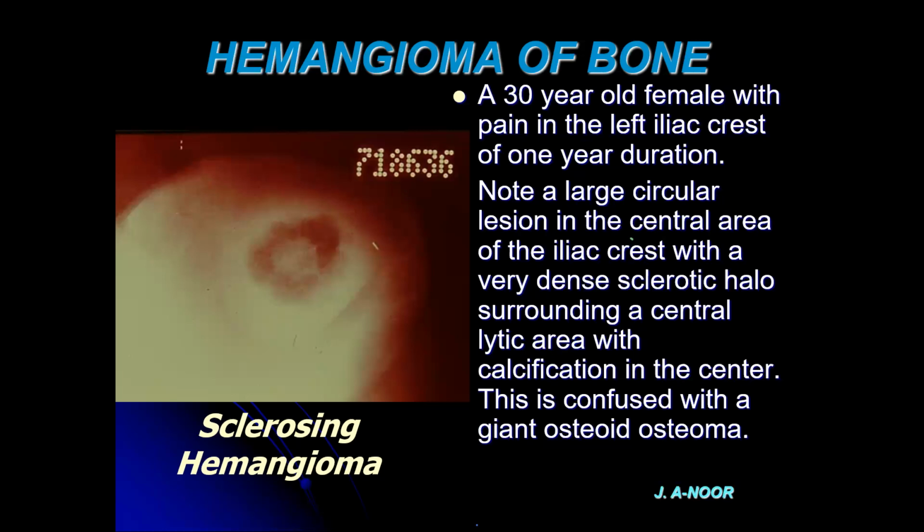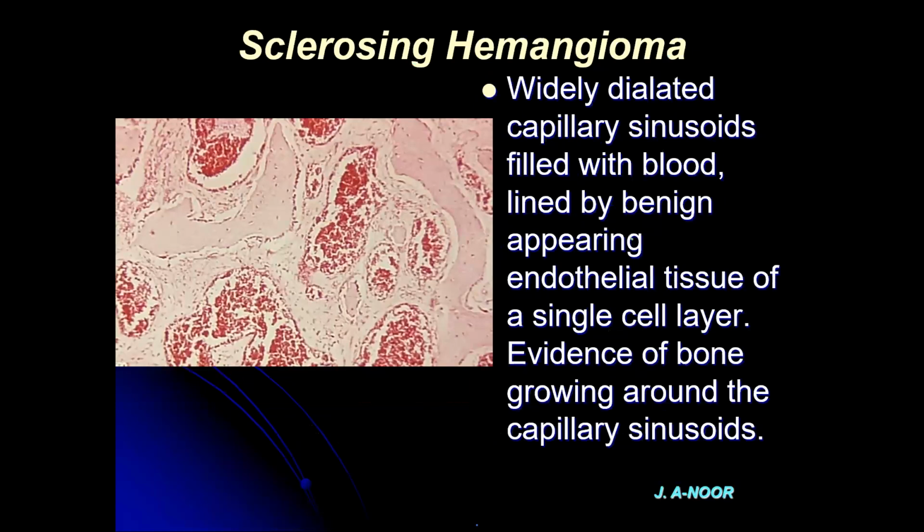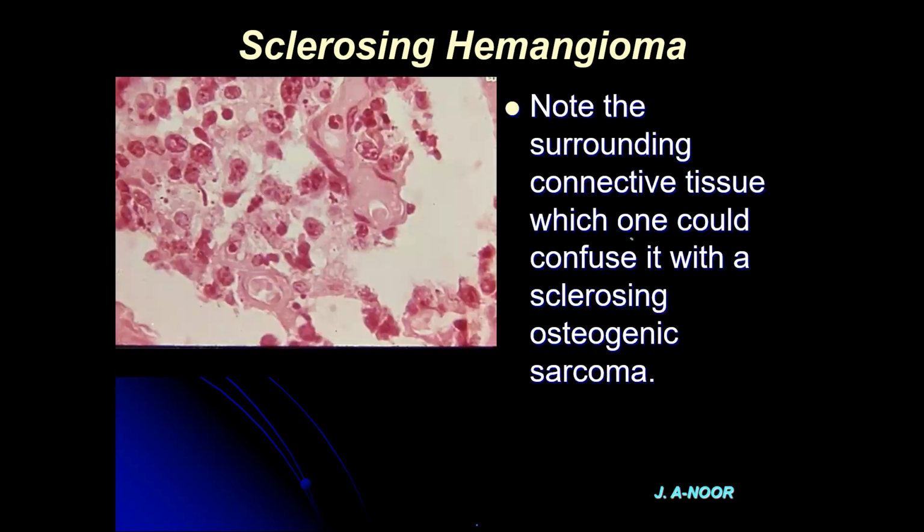This shows you the pathology. You see the numerous hemorrhage. You have widely dilated capillary sinusoids filled with blood lined by benign appearing endothelial tissue of a single cell layer, evidence of bone growing around the capillary sinusoids. One should note the surrounding connective tissue, which one could confuse with a sclerosing osteogenic sarcoma.